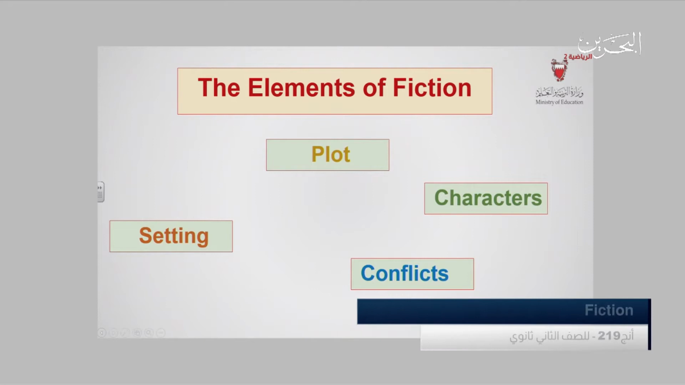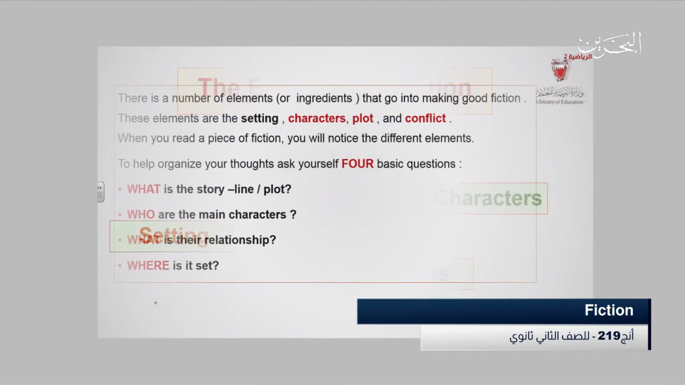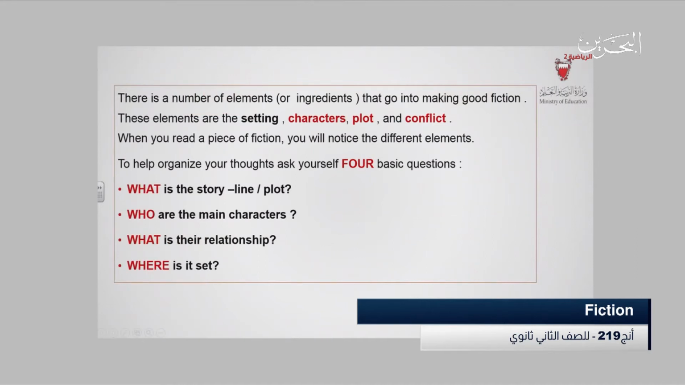The elements of fiction. There are four main elements of fiction, which are the plot, the characters, conflicts, and setting. And these elements are not only for fiction, they're also used for any other genres of writing. Now, any author or writer who's trying to tackle and write an accurate story has to tackle these four elements through answering another four questions.